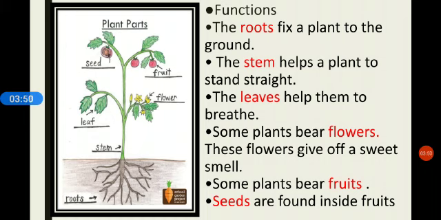Now, the next part, that is leaf. What is the function of a leaf? Leaves are on the end of the stem of plant. Most plants have broad green leaves. Leaves help them to breathe. Leaves are where the plants make most of the food. Leaves take in air. They use air, water and sunlight to make food.